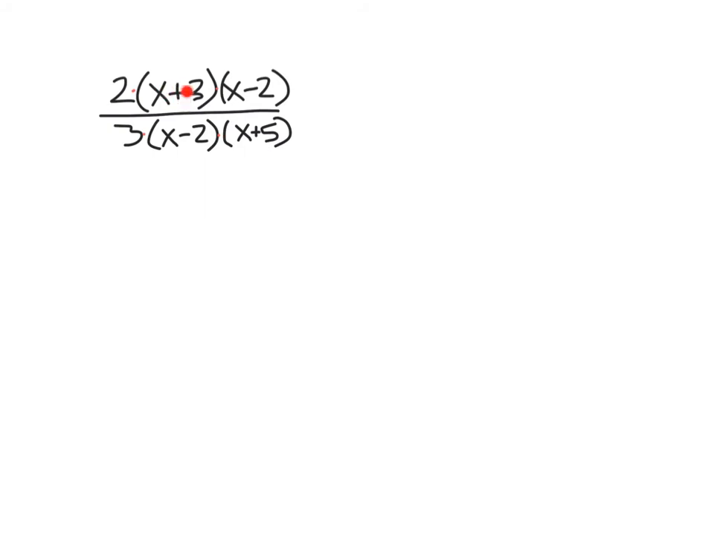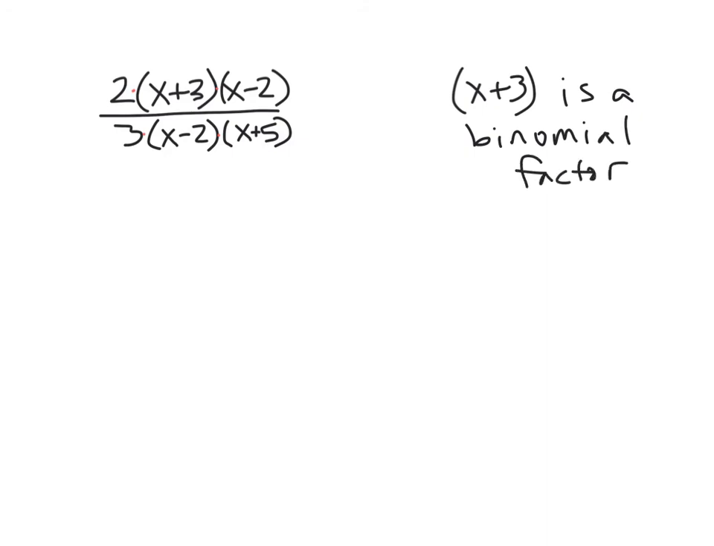Now, what's weird sometimes is people see this addition sign right here and they're like, oh, so we've got terms. Yes, we have 2 terms in these parentheses. But this as a whole, since it's being multiplied by 2 and being multiplied by x minus 2, this as a whole is also a factor. So x plus 3, for example, and this is the same thing for x minus 2 and x plus 5 and all that, x plus 3 is a binomial factor in this rational expression.